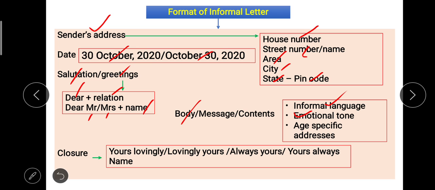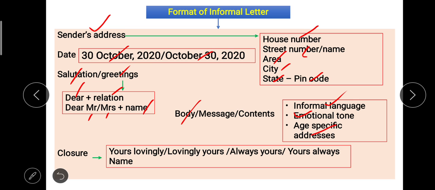Then age specific addresses, because social letters are written even to our youngers, to our same age, as well as to our elders also. So the way we talk to the people in person, how I talk to my younger ones and juniors, the same tone of the language should come into my letter. How I talk to the people who are my same age, and how I talk to the people who are my elders, my parents and elder relatives. So the same tone should come into the letter also.